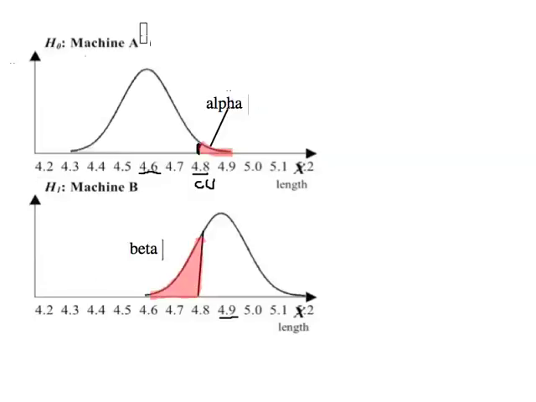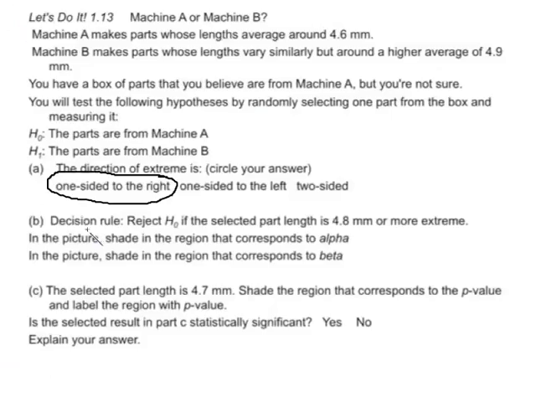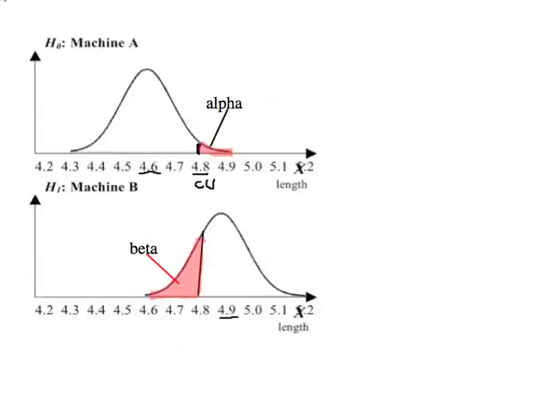And again, just to make ourselves perfectly clear here, we'll go ahead and mark ourselves a line over there. I'm going to do that one in red even, okay? All right, so now we've got alpha and we've got beta in the picture, and they tell us that the selected part length that we selected here was 4.7 millimeters. So our observed value is 4.7 millimeters, and they want us to shade the corresponding value of the p-value and label that region with the p-value, okay?